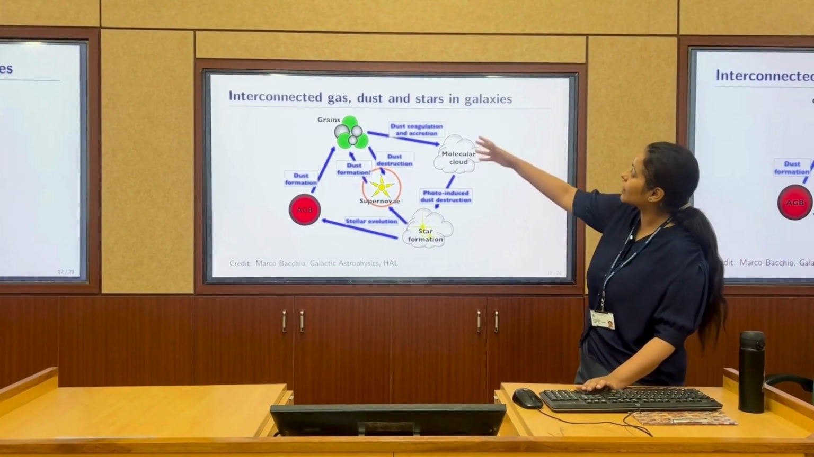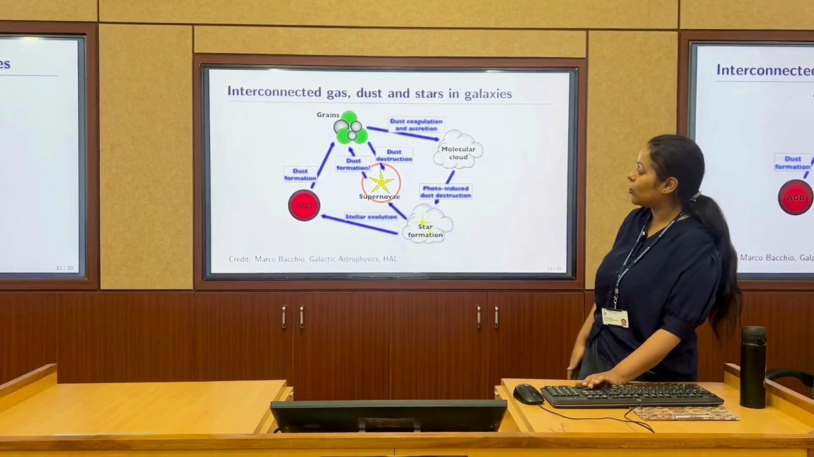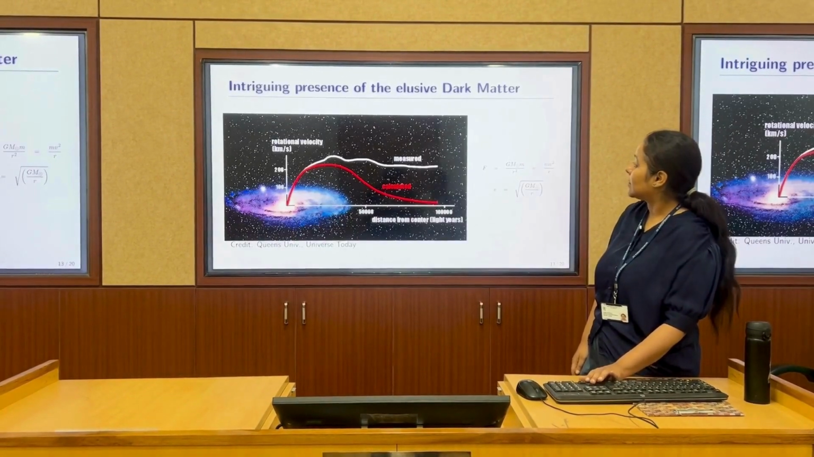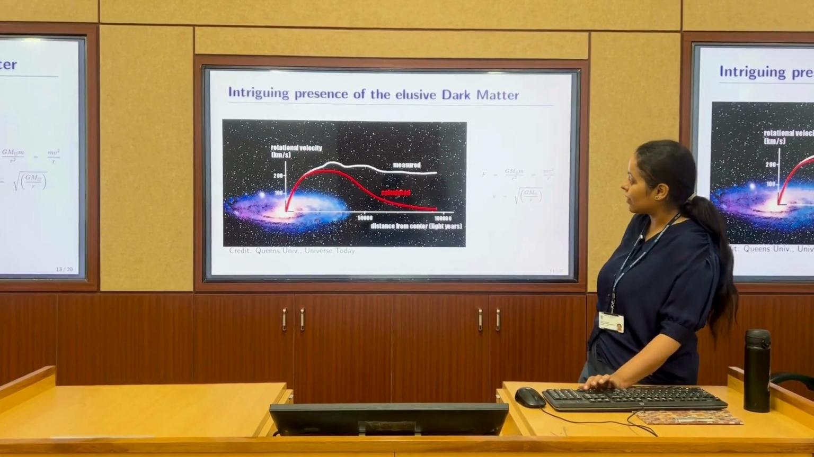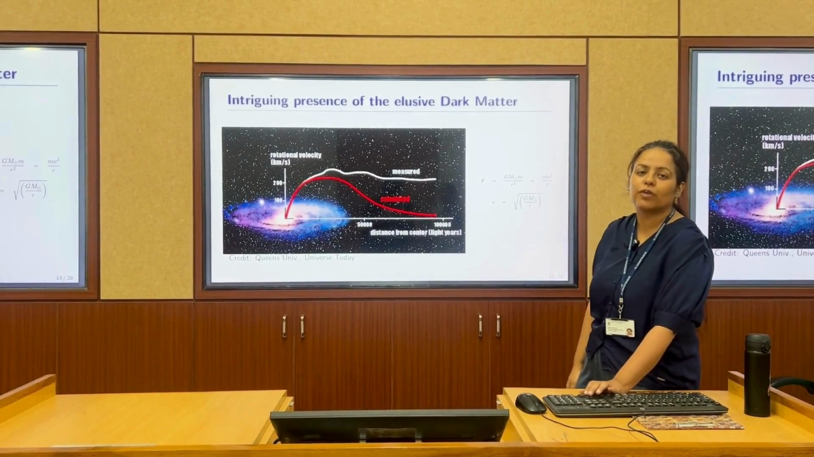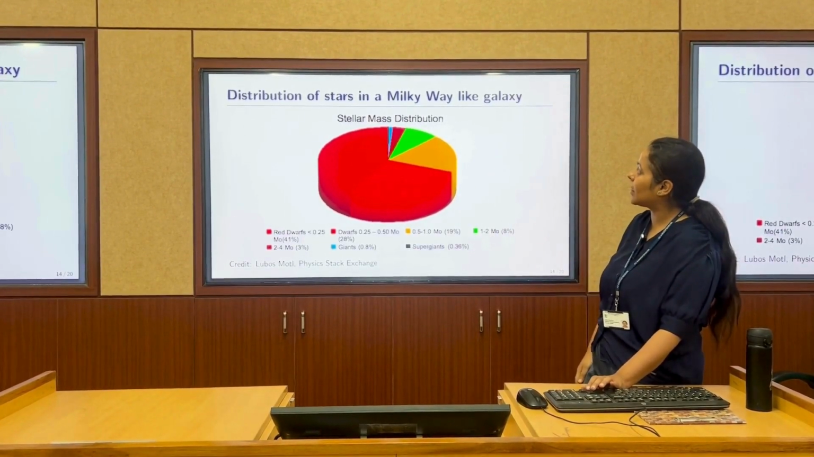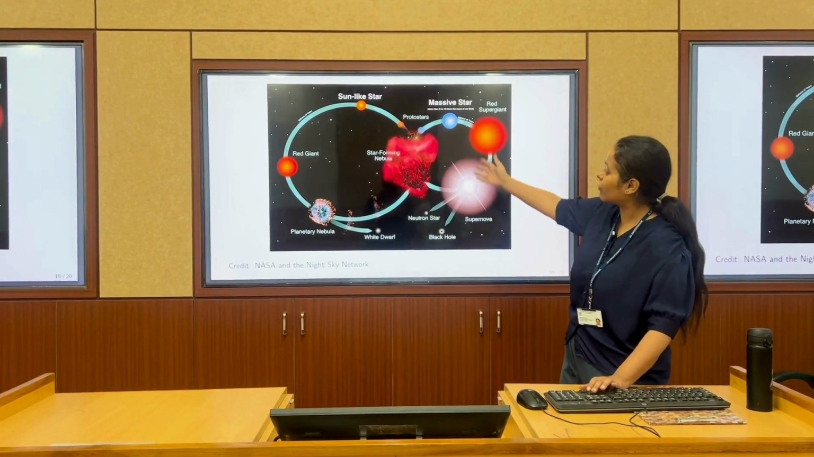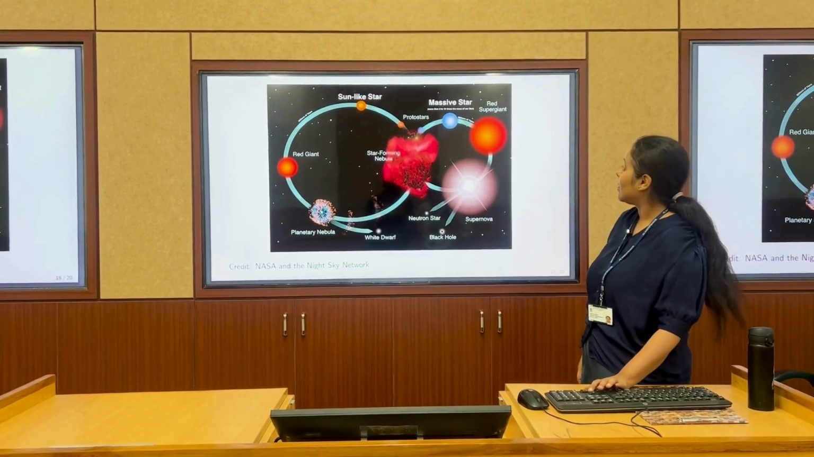Then how all these components are connected to each other, what are the processes that connect them, what is the cycle that goes on inside the galaxies. Then the intriguing presence of the elusive dark matter. What is this dark matter? How do we know of it, and why do we know so little of it? Then what is the distribution of stars in a Milky Way like galaxy? Then what is the life cycle of stars, the end stages including the black hole?